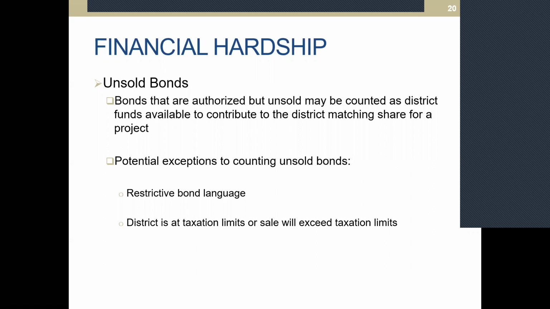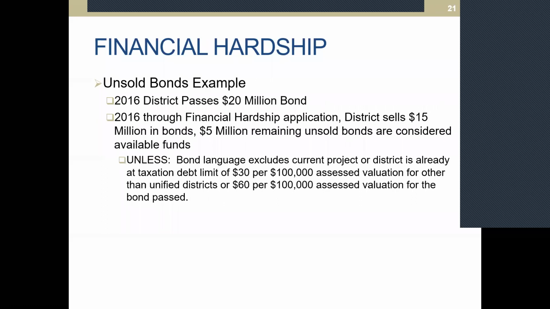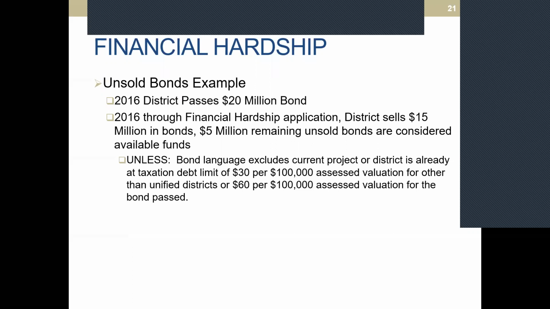So if selling the unsold portion will exceed that tax limit, or you're already at the tax limit, then those funds will not be counted as available funds. So just for example, in 2016, the district passed a $20 million bond, and then prior to going through the financial hardship application process, the district had sold $15 million of those $20 million, with $5 million remaining as potentially available for contribution.